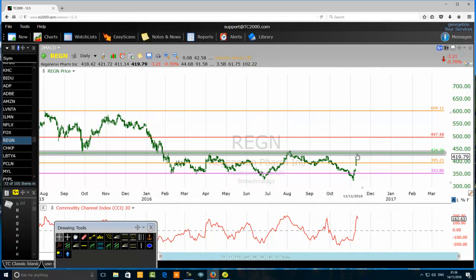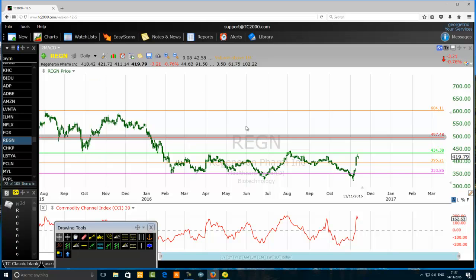All right, so you see now the reaction of the price. So now it's here, it's a resistance zone. So what is happening here for this stock? Regeneron Pharmaceutical, ticker REGN, Romeo Echo Golf November. This is an American stock in the pharmaceutical, or biotechnology, sector.